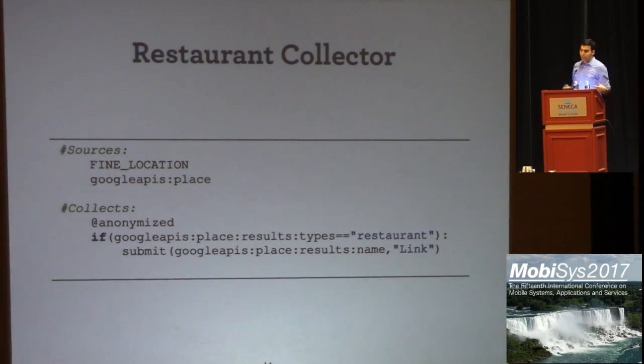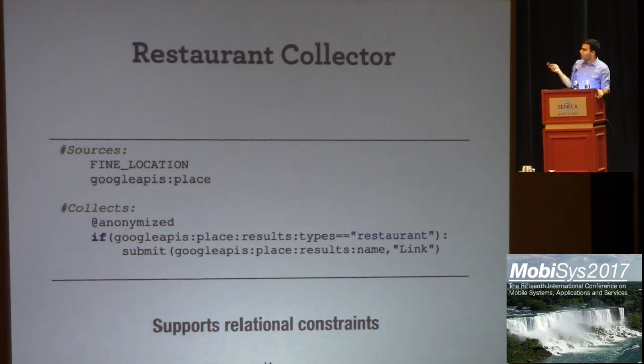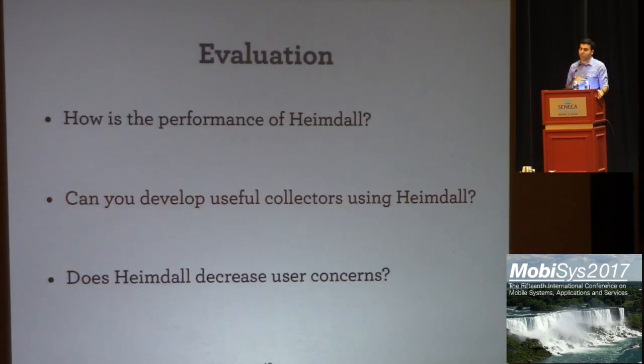Now, the policy checker, with the form that we described, allows us to have very, very complex definitions of the data that is being shared. For example, in the case of the Yelp application that we were discussing in our presentation, you can say that you can submit the Google Places results name if the Google API's place results type is a restaurant. So you ensure that you can only share the name of the place if the place is a restaurant. And in our paper, we discussed that we support other relational constraints as well.